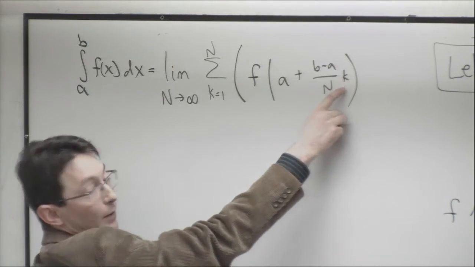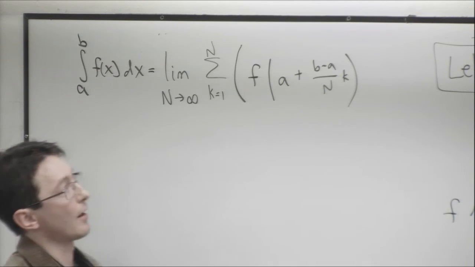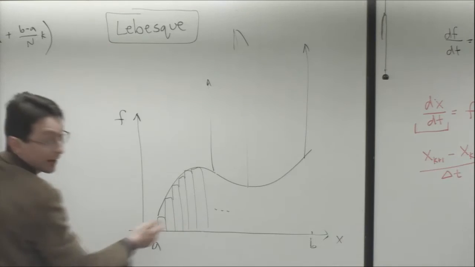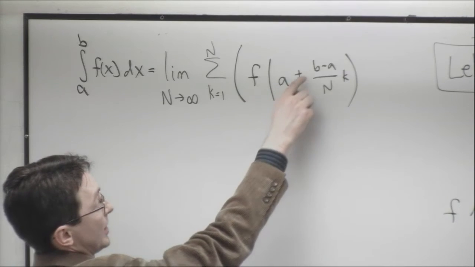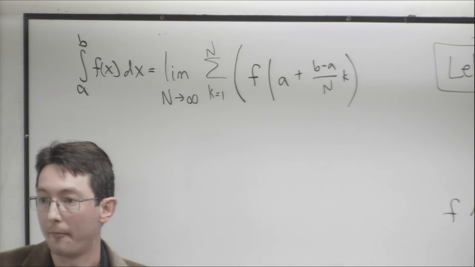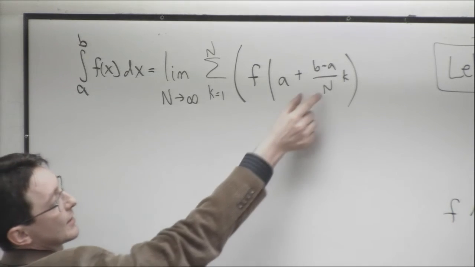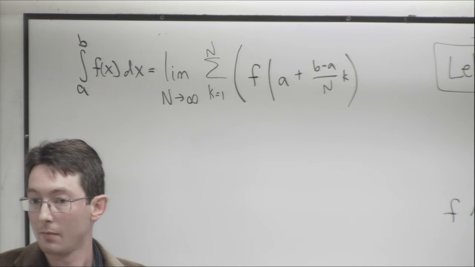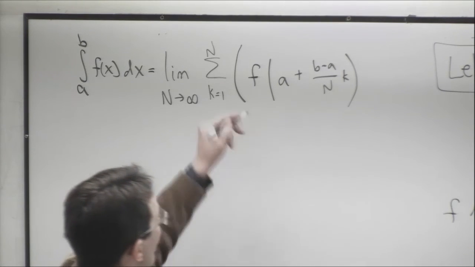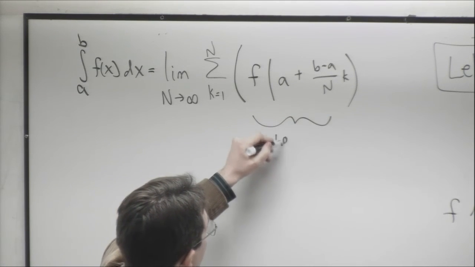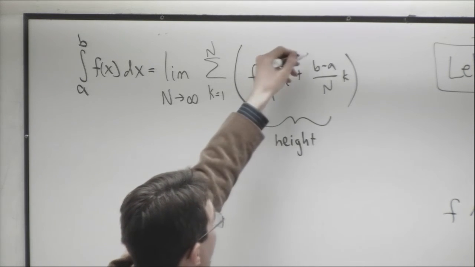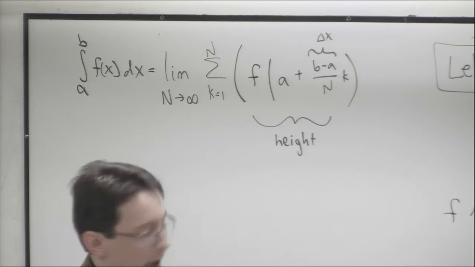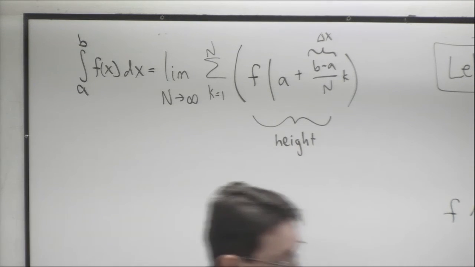So the kth rectangle has a height of f of that x, and that x is a plus (b minus a) divided by n times k. Think of this as my little delta x. b minus a divided by n is delta x. So this is the height. This is delta x. And then I take this height and I multiply it by the width.